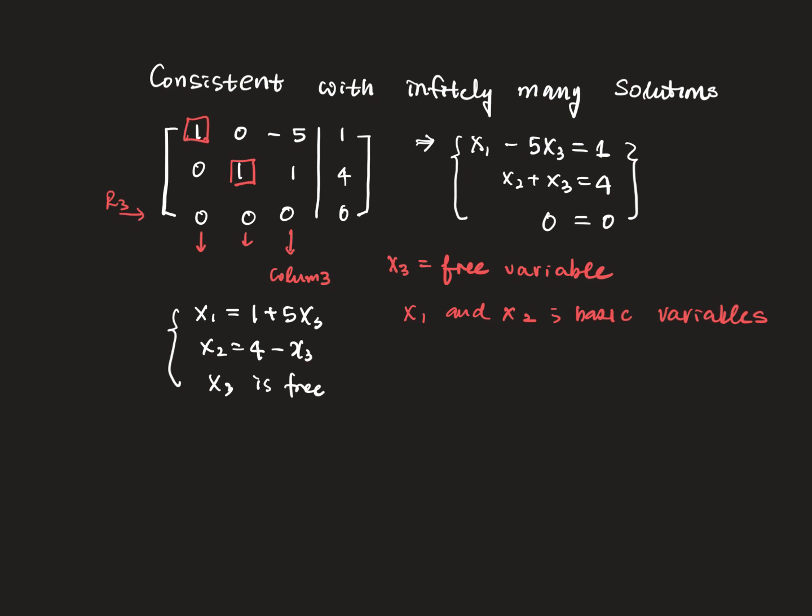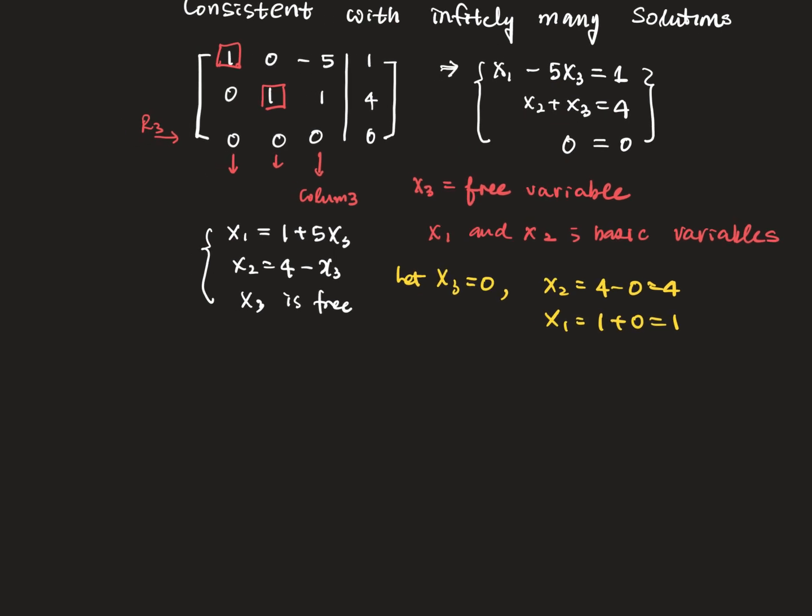So what do we mean by free? It means you can pick any number from the real numbers. Let's say I pick x3 to be 0. What happens? x2 is 4 minus 0, which is 4, and x1 is 1 plus 0, which is 1. So here is one solution, (1, 4, 0).